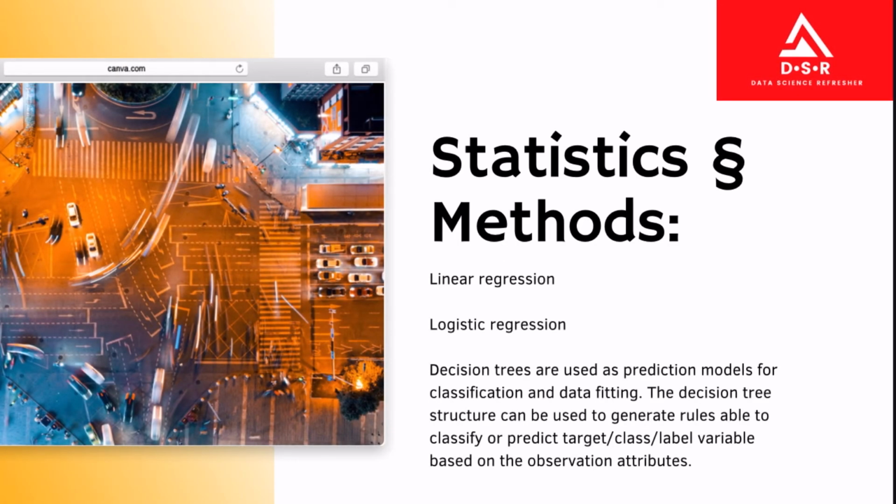There we would also be reading about linear regression and logistic regression. We would be learning more about decision trees, which are used as prediction models for classification and data fitting. The decision tree structure can be used to generate rules able to classify or predict a target class label variable based on the observation attributes. So a decision tree can be used as a prediction model, and we will be going in depth in the further lectures.